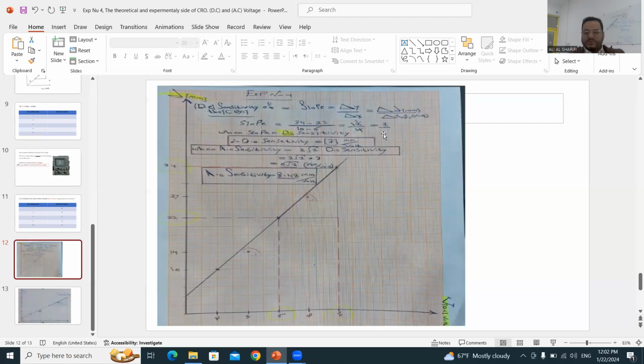By that, when we say the deflection sensitivity of DC equals the slope, that means it will be 3, but the slope has no units. Here the sensitivity is shown with a unit. Where do I take my units from? From D divided by V, that means millimeter divided by volt. That means the sensitivity equals 3 millimeters per volt. Now let's calculate the sensitivity of AC: 2 root 2 times 3 is 6 root 2 millimeters per volt. That's it.